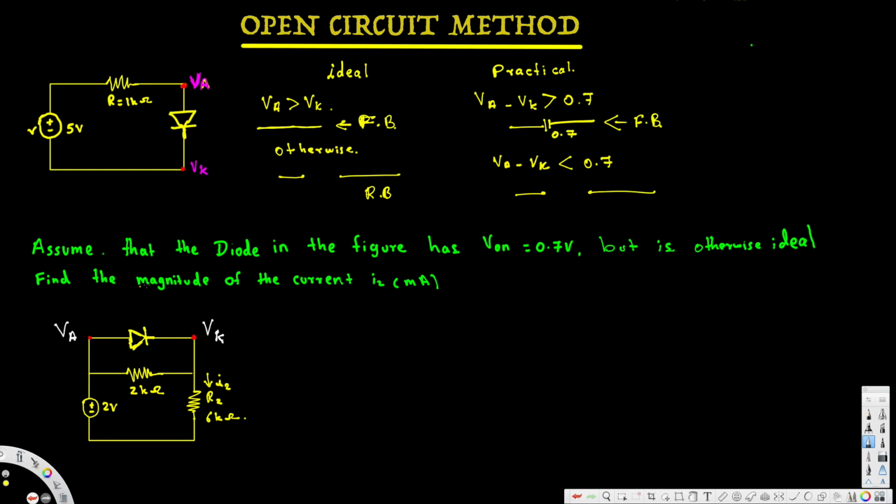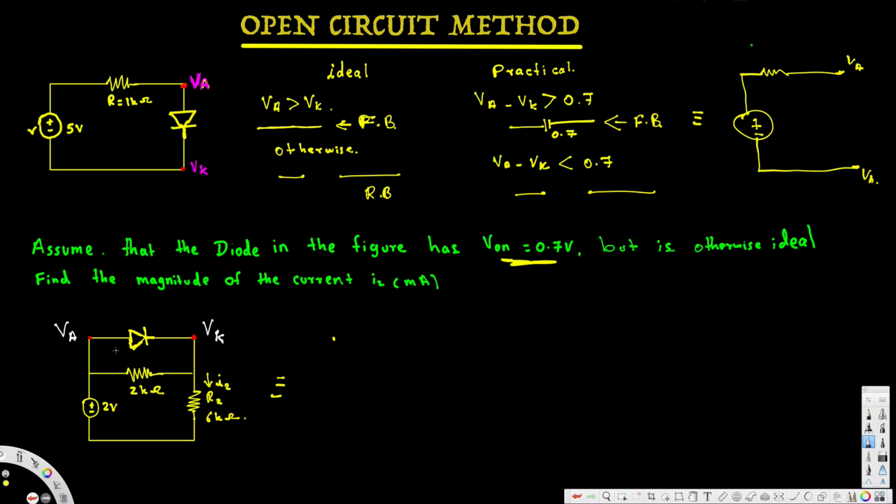Now let's look at this problem. Assume that the diode in the figure has V on of 0.7 volts, but is otherwise ideal. Find the magnitude of the current I2. Here we are going to apply the open circuit method, and we know this is a practical diode. So we have to look at the VA minus VK value, and first we replace the diode with an open circuit. The equivalent circuit is going to look like this: plus minus, and we remove the diode. This is going to be VA and this is VK.